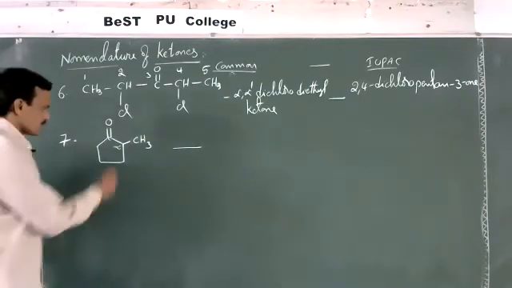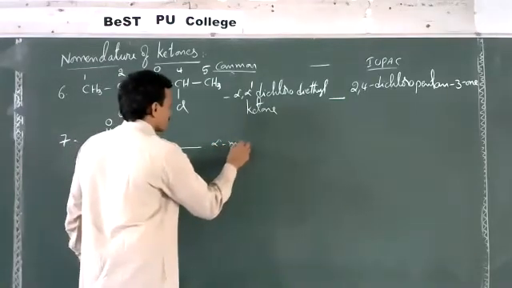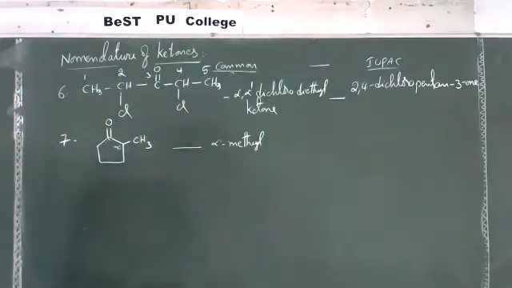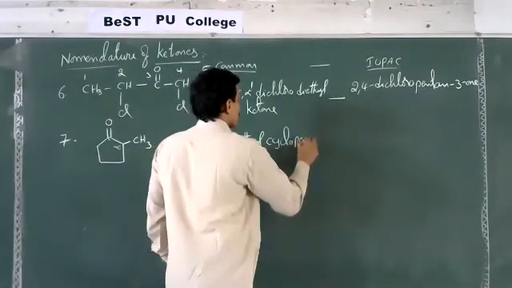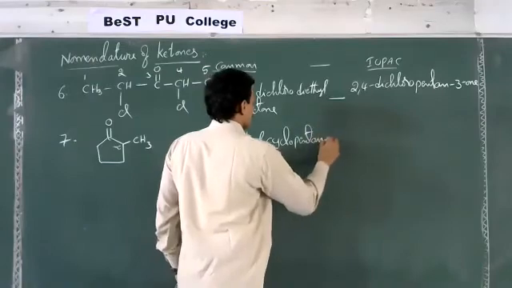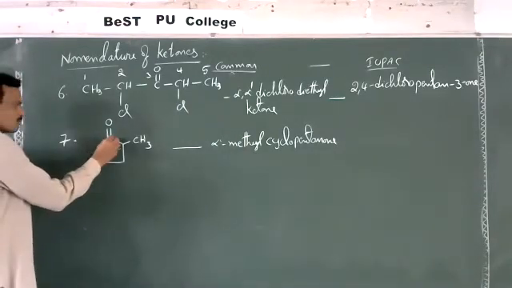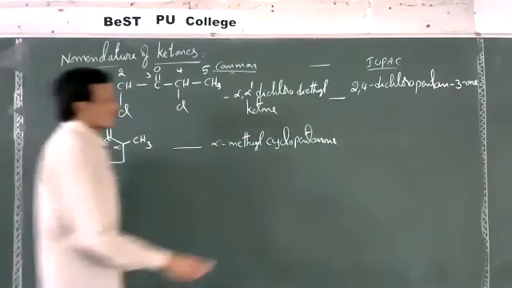Now this is at what position? At alpha position, methyl group is there. Now it is alpha methyl. Okay. Now this is cyclopentanone. Alpha methyl cyclopentanone. This is the common name for this compound. So the functional group carbon, at the alpha position, methyl group is there. So alpha methyl cyclopentanone. This is the common name. Then what is the IUPAC name?